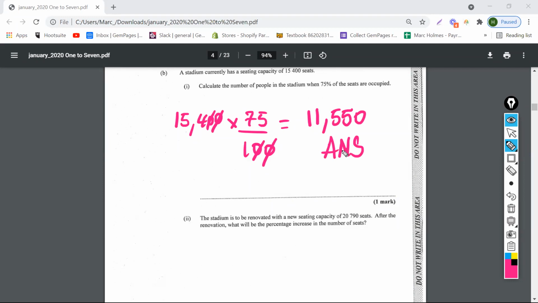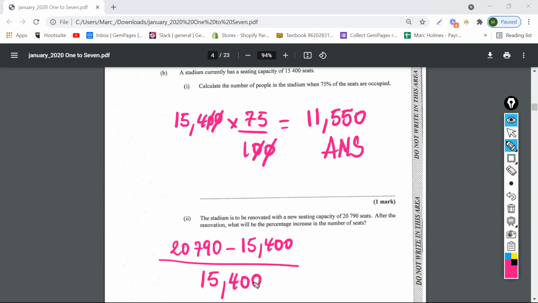Now, the next one says the stadium is renovated with a new seating capacity of 20,790 seats. After the renovation, what will be the percentage increase in the number of seats? Cool. So guys, how do we do this? We'll have to say 20,790 minus the old number of seats, 15,400, and then we're going to divide it by 15,400. Why do we divide it by 15,400, guys? It's the new minus the old over the old.